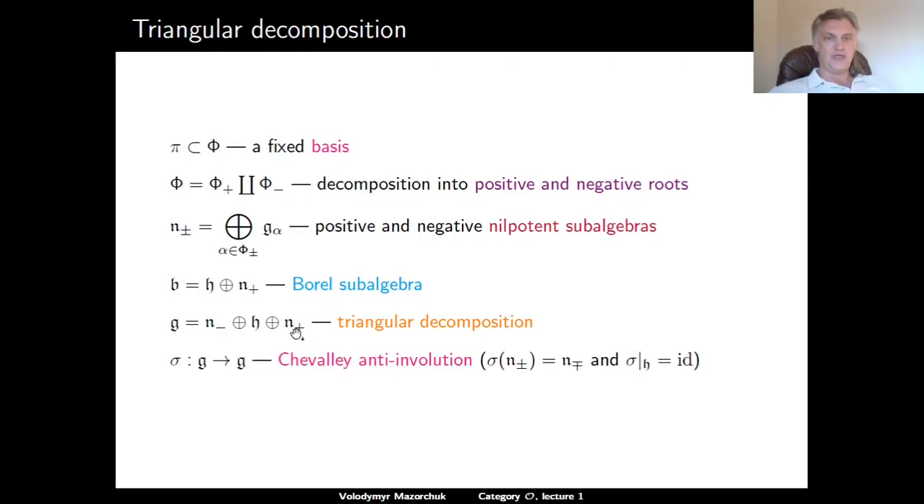Also, an important piece of this triangular decomposition is the Chevalley anti-involution sigma, which is a certain anti-involution on the Lie algebra g, which swaps n plus and n minus and acts as the identity on the Cartan subalgebra h.